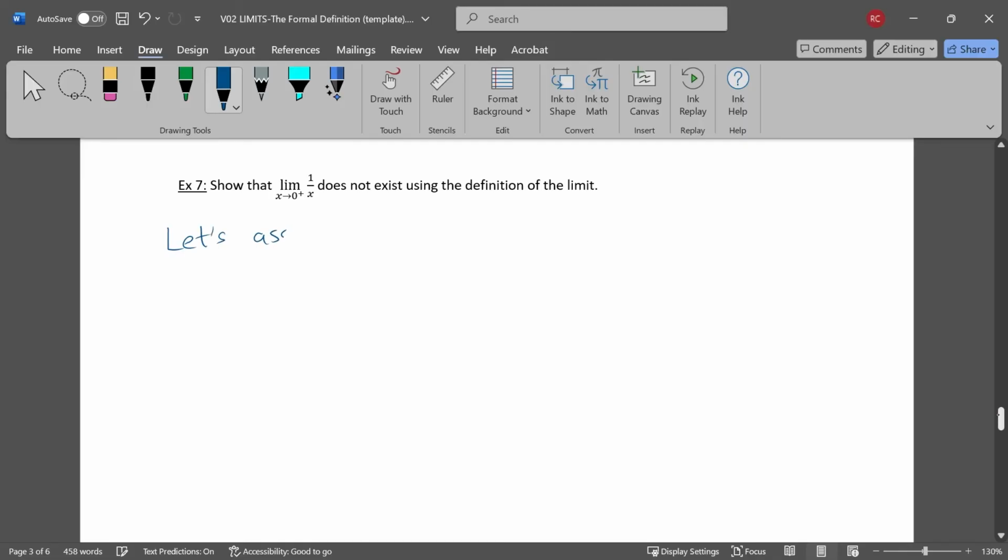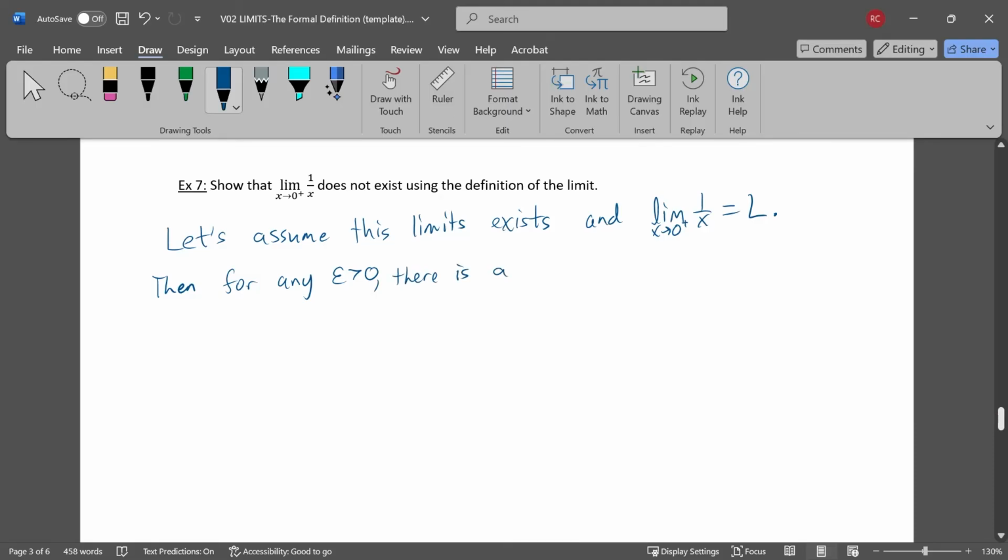Let's assume this limit exists and the limit is equal to some number L. Then, for any epsilon greater than 0, there is a delta greater than 0 such that the absolute value of x minus 0, because that's our a in this case, being less than delta would imply that the absolute value of 1 over x minus L is less than epsilon.